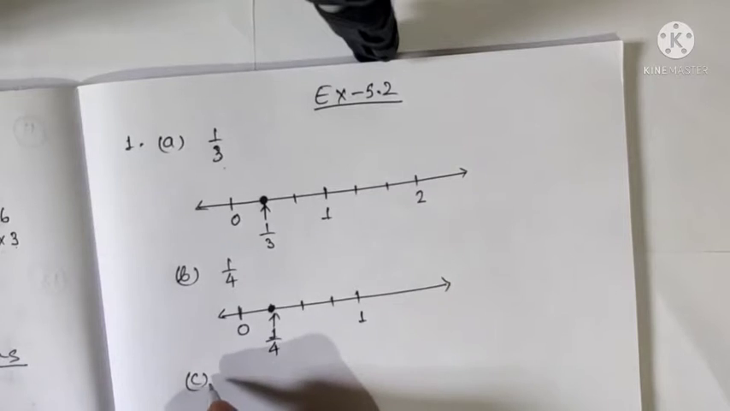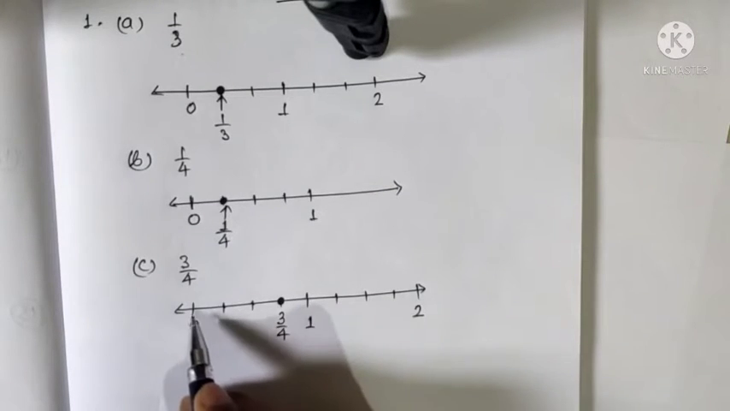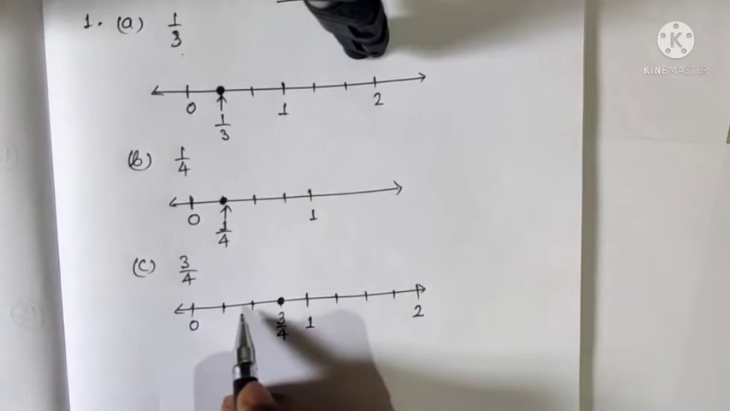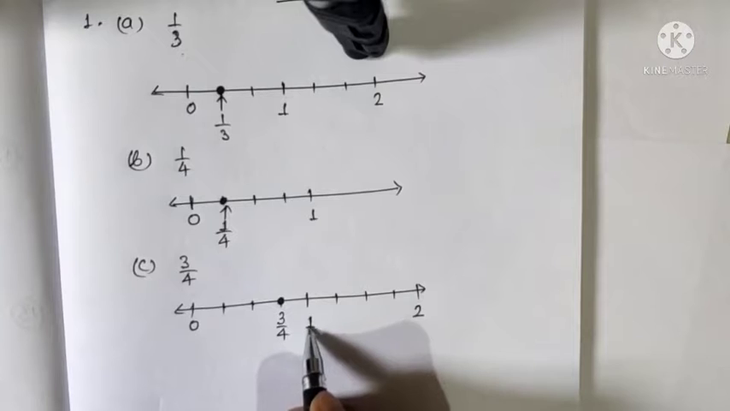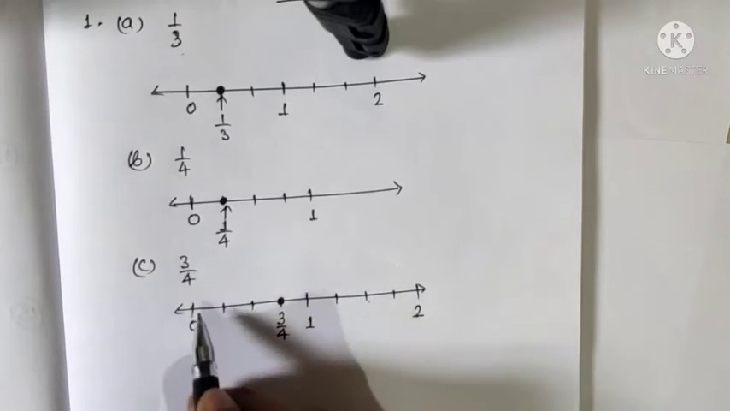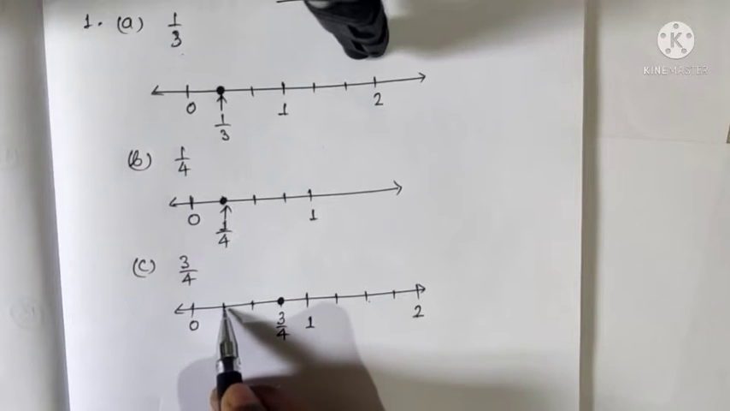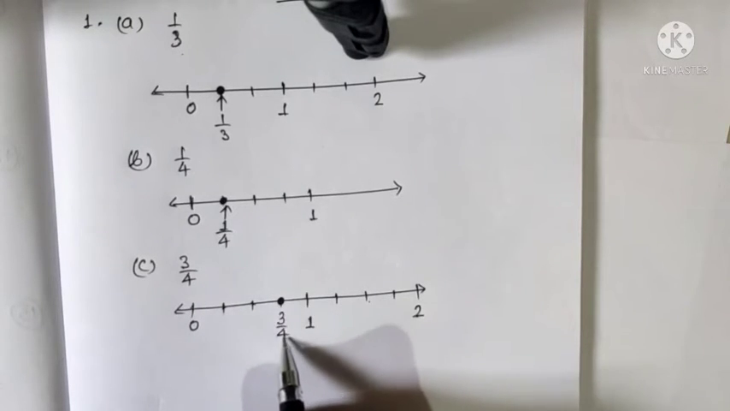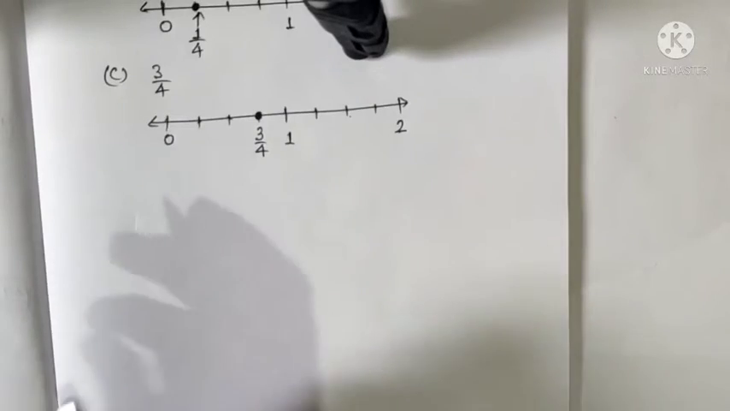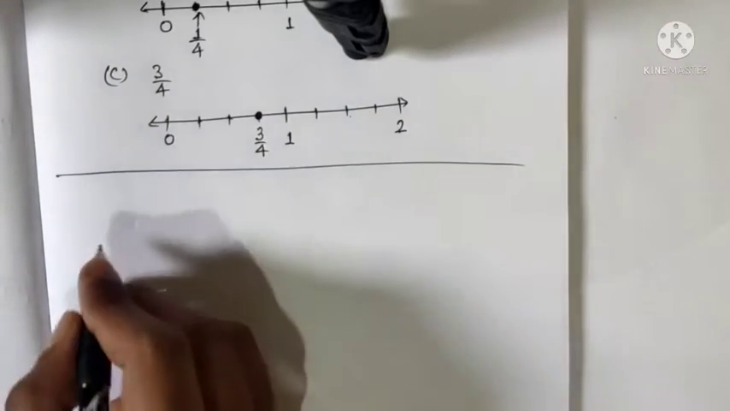Now question number C, to represent 3 by 4, just draw a number line and mark 0, and since 4 is in the denominator, draw 4 equal line segments and then mark 1, and another 4 equal line segments and then mark 2. Now since the numerator is 3, count 3 after 0 and it will be 3 by 4. Now I think the remaining questions of 5.2 will be solved by you easily. So we are going for exercise 5.3.